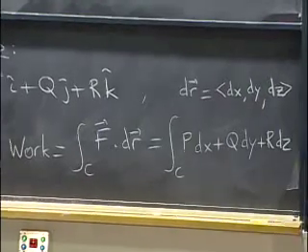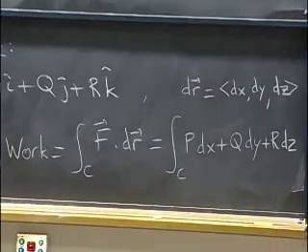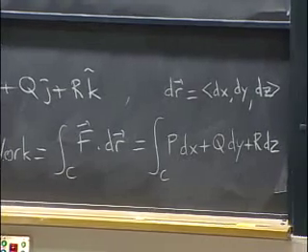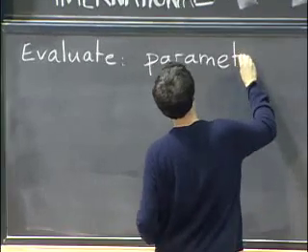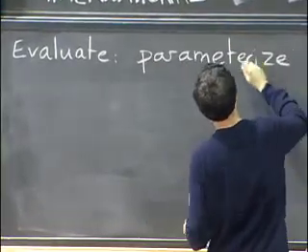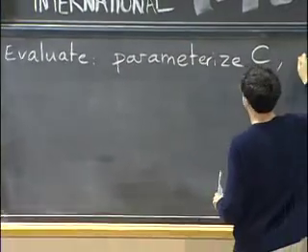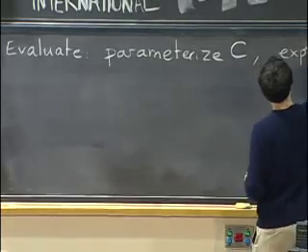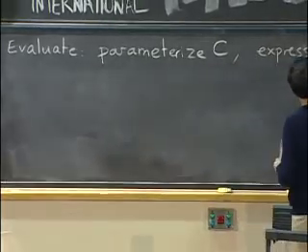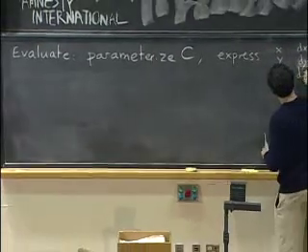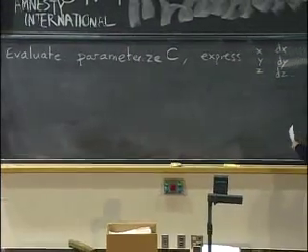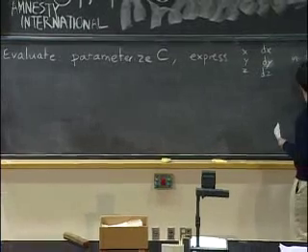Okay, so the way that we evaluate is by parameterizing C and expressing x, y, z, dx, dy, dz in terms of a parameter.